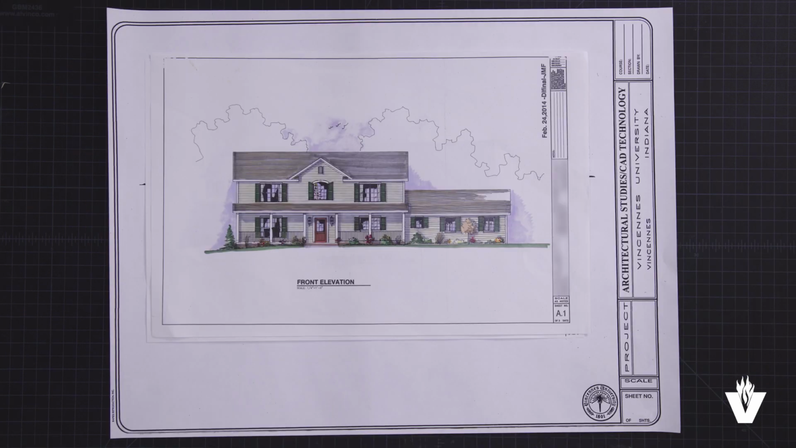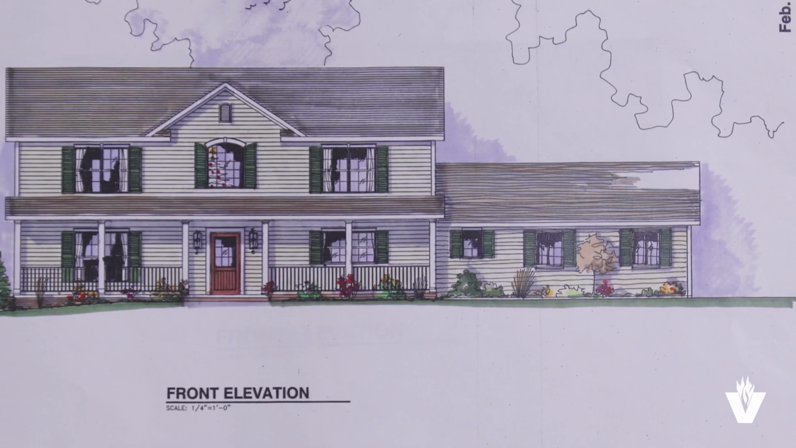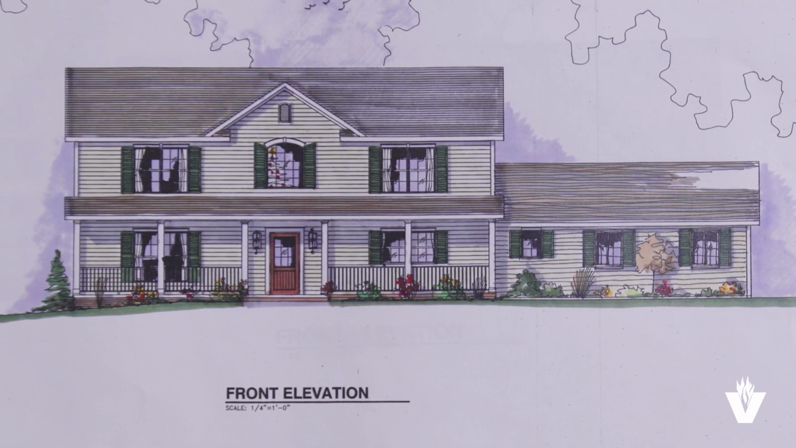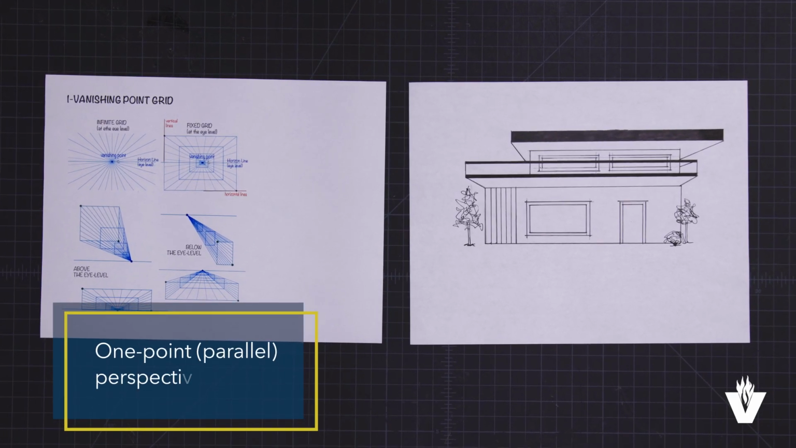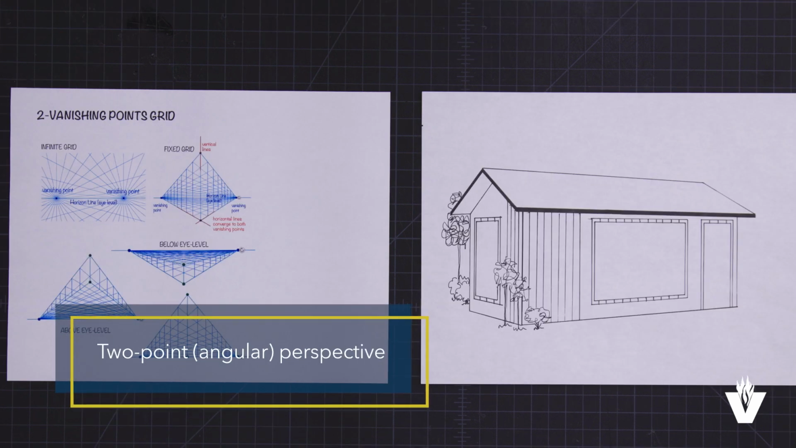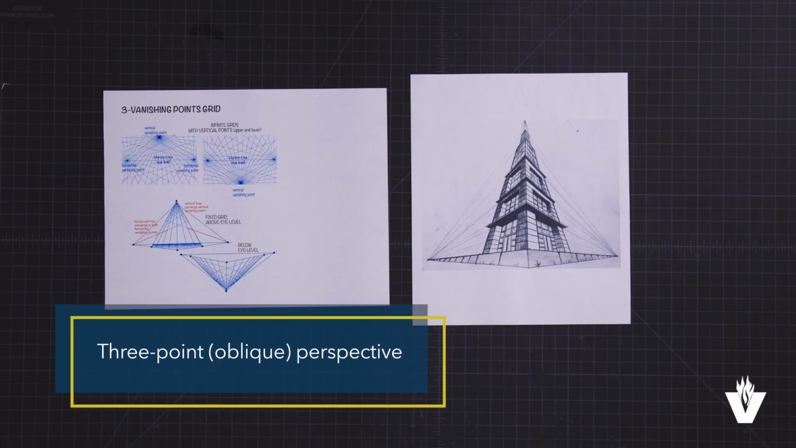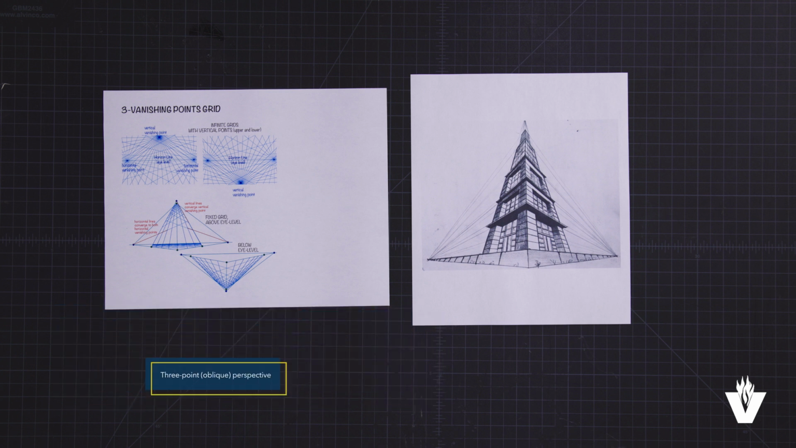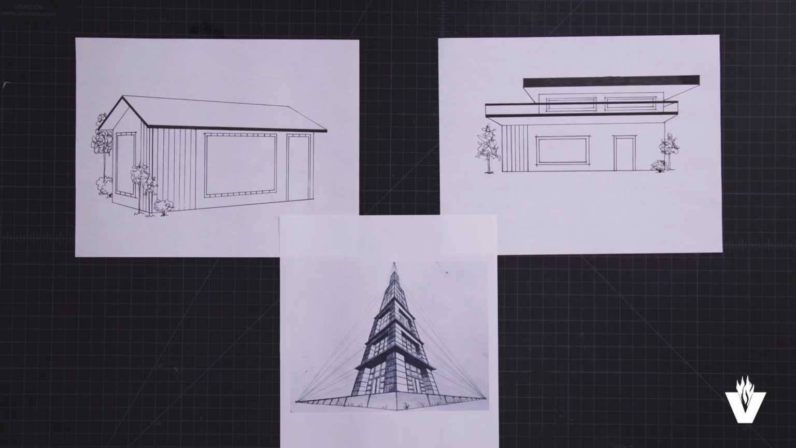A perspective drawing is drawn from the perspective of a person standing near the home or object being drawn. There are three basic types of perspective drawings. They are one-point or parallel perspective, two-point or angular perspective, and three-point or oblique perspective. Each type is named for the number of vanishing points used to create it.